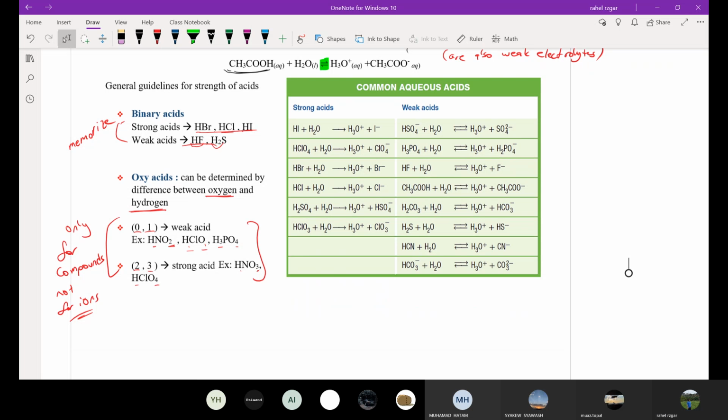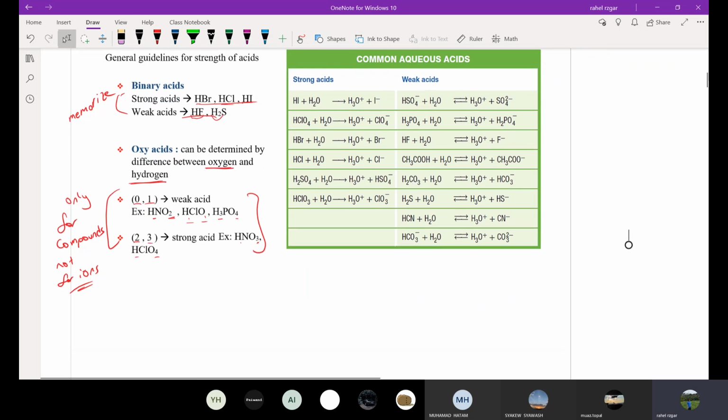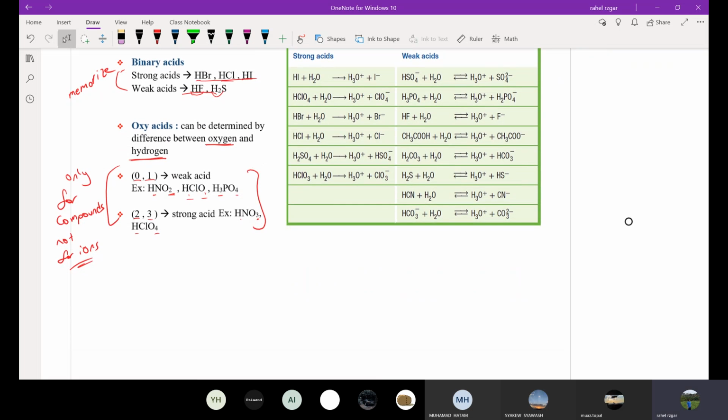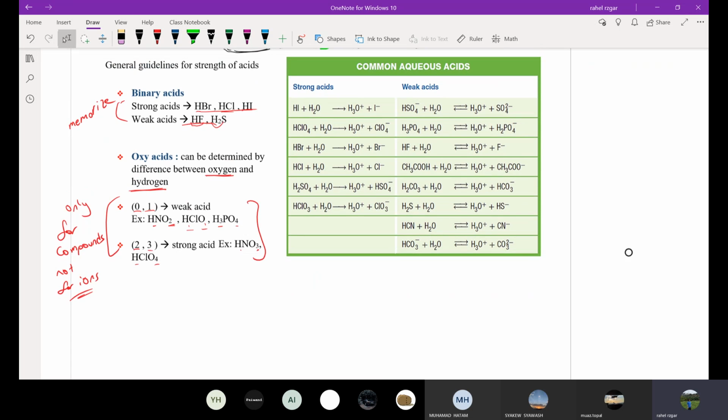Okay. So these are the weak and strong acids. That's why if you know these notes, you don't have to memorize this table. Only as an example, if you want to see how they react with water: HCl, H2SO4, HClO3, HClO4 react with water with a single arrow and become H3O+. That's it.